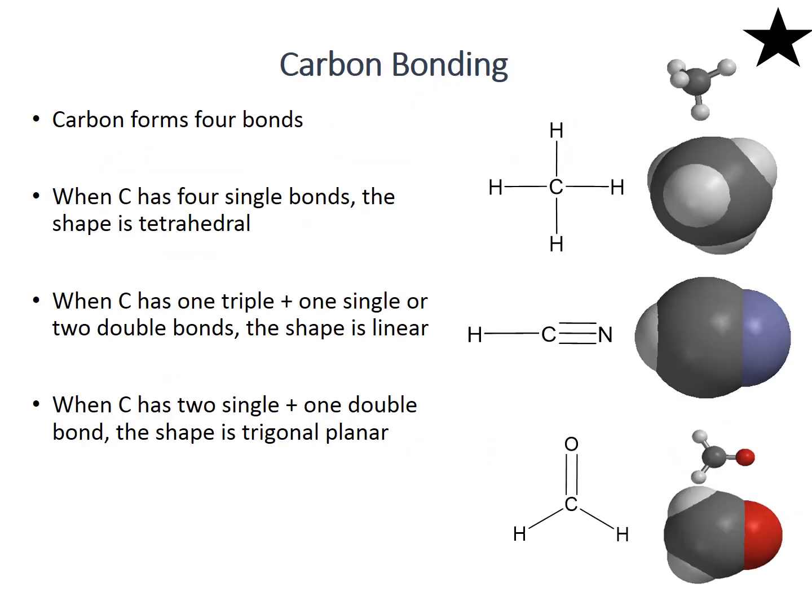Carbon bonding. So this is just a refresh from what you learned in semester 1. So carbon forms 4 bonds. So this is its 4 bonds. When carbon has 4 single bonds, the shape is tetrahedral. When there is 1 triple and 1 single, the shape is linear. When you have 1 double and 2 single, this is trigonal planar.